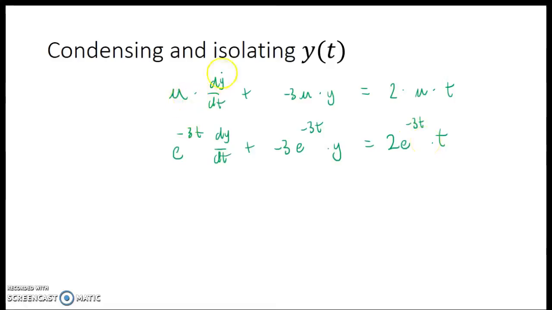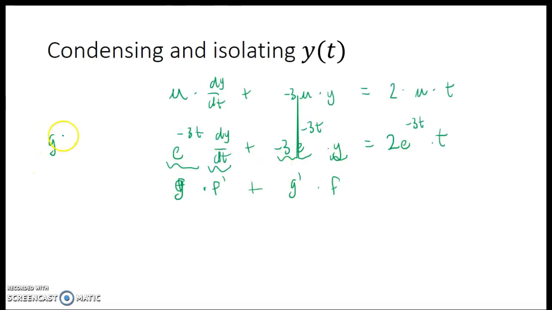All right, so that gives me that component. Now I've already identified that this is G. This is F prime. This is G prime, and this is F. And so I now have the product rule.